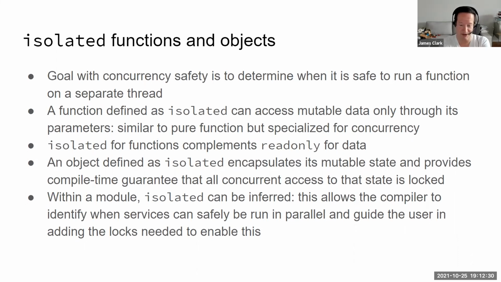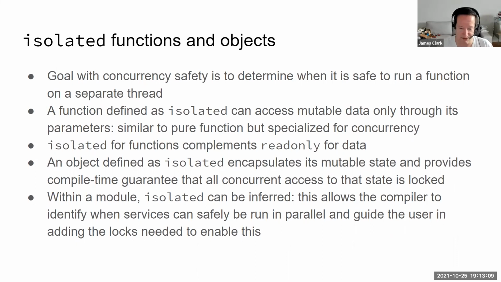And it's actually crucial to be able to run things in parallel, because we're writing services, and you've got to be able to service incoming requests in parallel to get reasonable performance. So what we're trying to do with concurrency safety is figure out when it is safe to run functions in parallel. One part of this is being able to declare data as immutable, because that is inherently something that is safe for functions running on separate threads to share. But we also need a bit more than that.